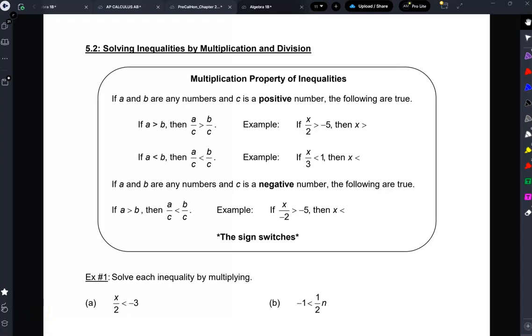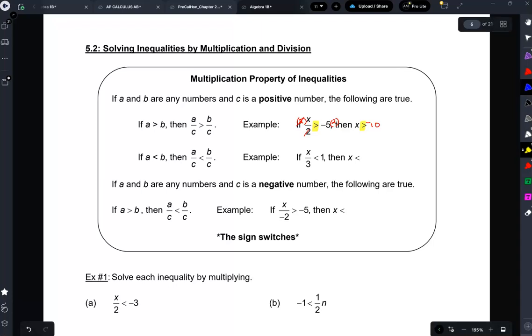Okay, so here we go. If you have something like this, x over 2 is greater than negative 5, what we're going to do to solve this is multiply by 2, multiply by 2. So now these 2's go away. So this is going to be negative 5 times 2, negative 10. And greater than just stays greater than, okay?